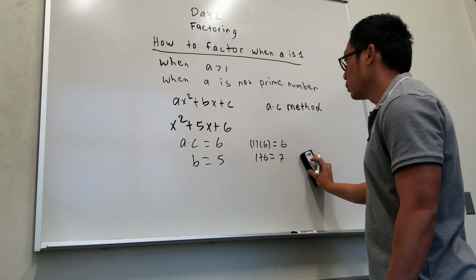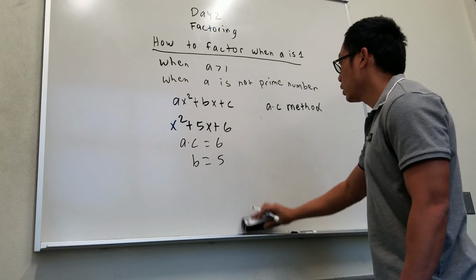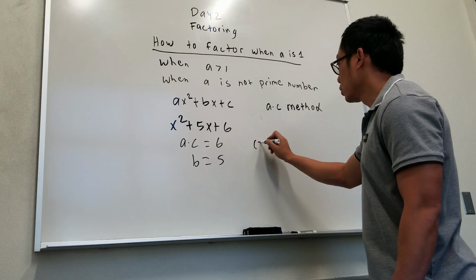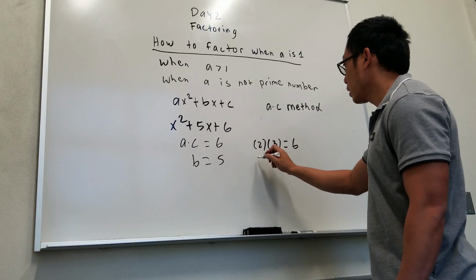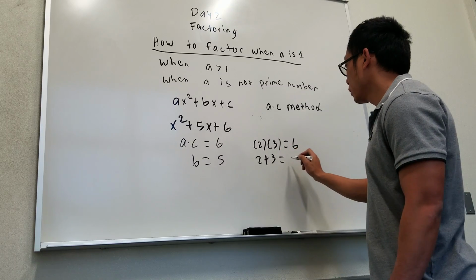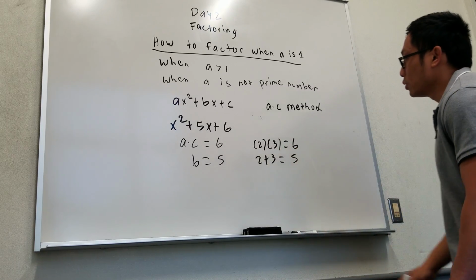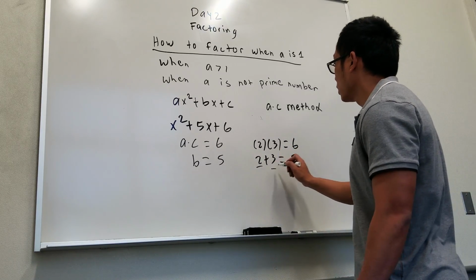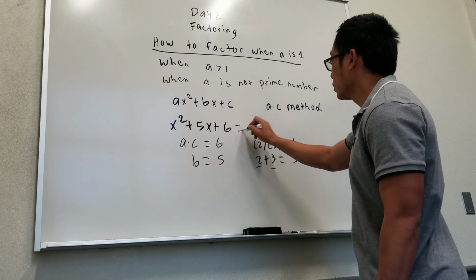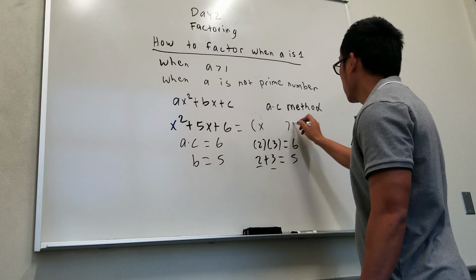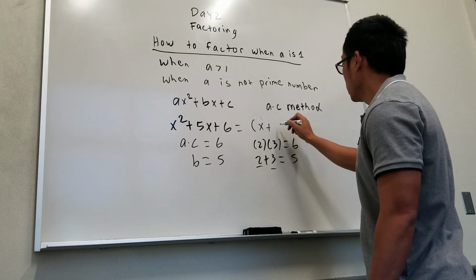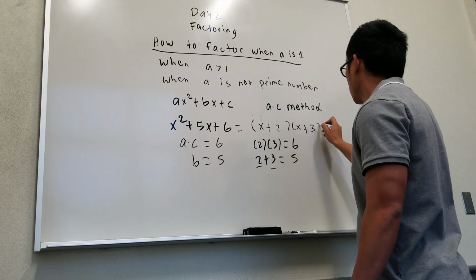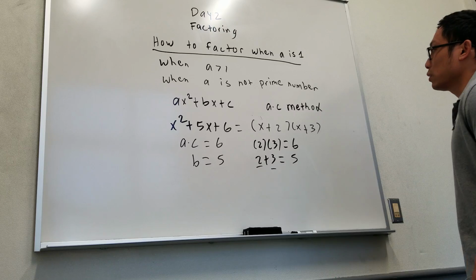So let's try another pair of numbers that can give us 6. Let's do 2 times 3. That gives us 6, but let's add them up: 2 plus 3. Does that give us 5? Yes, it does. So we have 2 and 3. This is really equal to x and x, and they're both positive, plus, plus, and we have our numbers 2 and 3. So that's called the AC method.